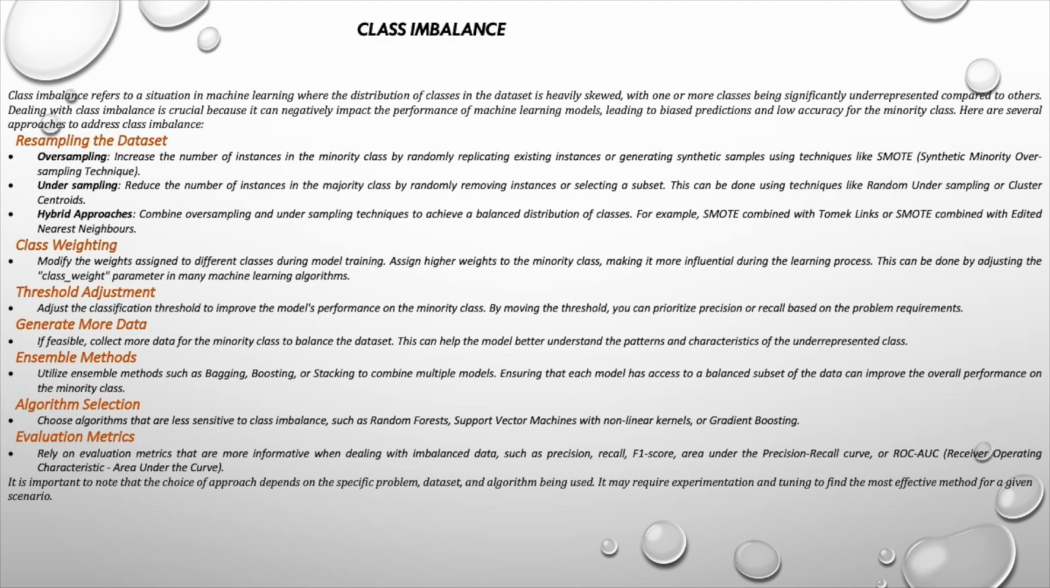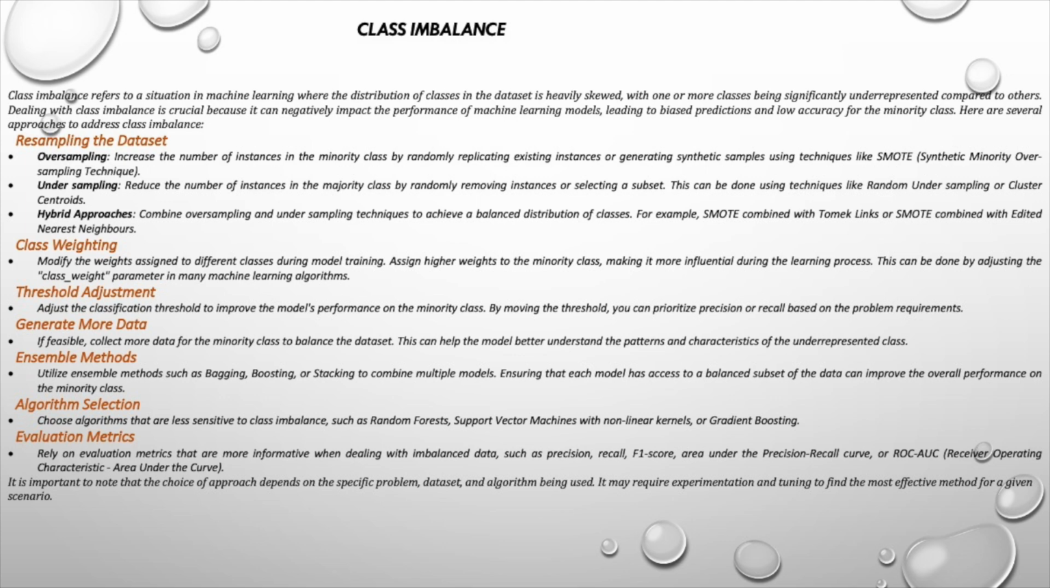Resampling the dataset. Oversampling. Increase the number of instances in the minority class by randomly replicating existing instances or generating synthetic samples using techniques like SMOTE, synthetic minority oversampling technique. Undersampling. Reduce the number of instances in the majority class by randomly removing instances or selecting a subset. This can be done using techniques like random undersampling or cluster centroids. Hybrid approaches. Combine oversampling and undersampling techniques to achieve a balanced distribution of classes. For example, SMOTE combined with Tomek links or SMOTE combined with edited nearest neighbors.